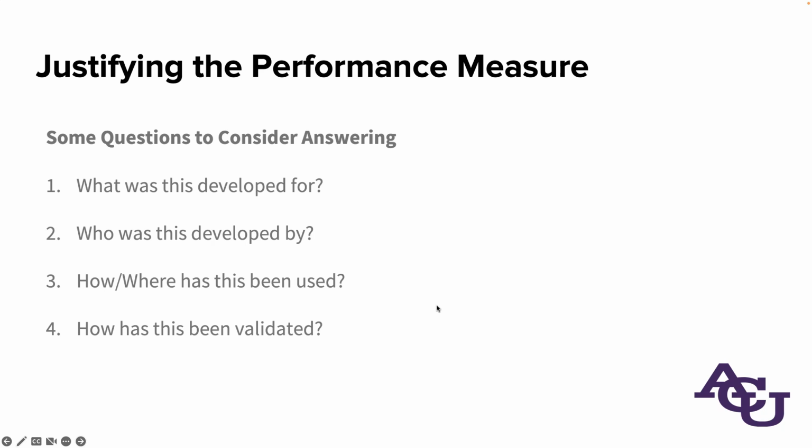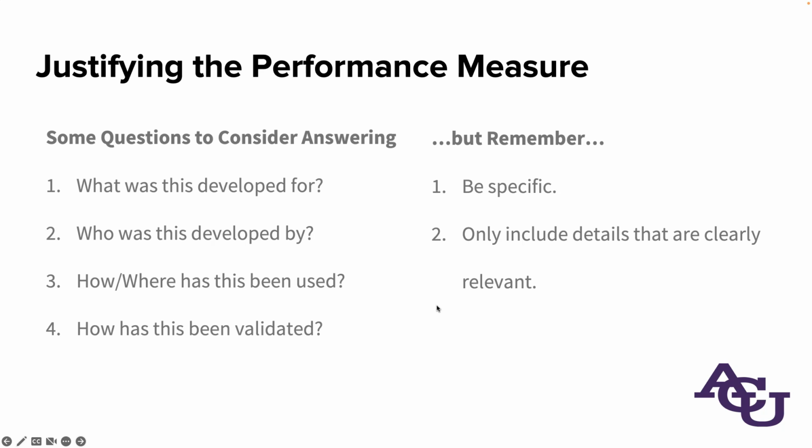How has this been validated? Has it been used in a lot of previous research? Has it been compared to other measures? What were the results? And as you're giving us information to justify this choice, remember, you want to be specific, only include details that are clearly relevant, spell out your argument, and make sure you're showing cause and effect.